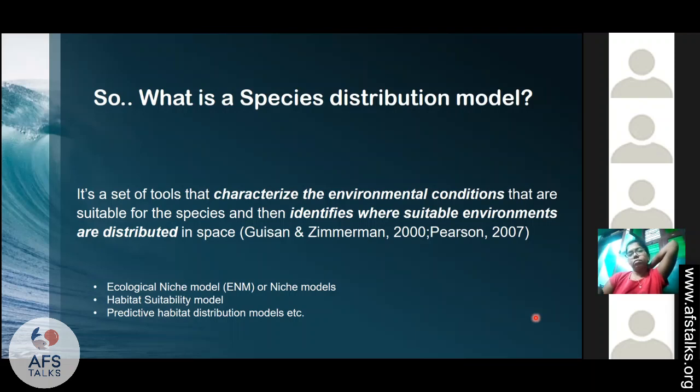How can we distinguish between an ecological niche model and a species distribution model? Actually, the species distribution model is an umbrella term, and all the others come under it. If you are looking into the realized niche of a species, then it will be an ecological niche model or a niche model. If you are just checking what habitats might be suitable for a species, then it will be a habitat suitability model. And if we consider future changes or future shifts of that habitat, then it will be a predictive distribution model. So we must be extremely careful while selecting the name when it comes to a publication or a note.